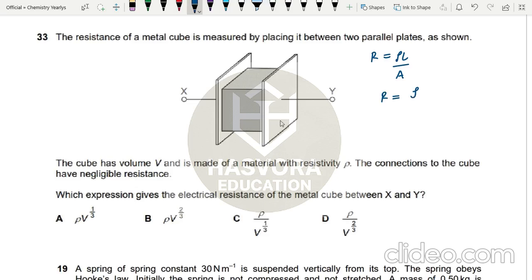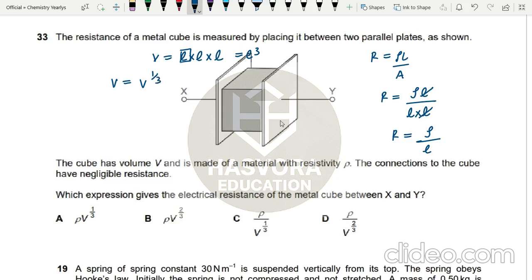So you know that rho is given and this is L. So what is actually the area? Area is L into L, or you can say length into L. So now how are we going to find the electrical resistance relationship? What we can do is cross out the L and the L. So this actually becomes what? Rho over L. Now what is the volume? You know volume is L into L into L, or you can also say it is L cube. Now if I take only one of the lengths, what is it going to become? It is going to become one third part of this volume.